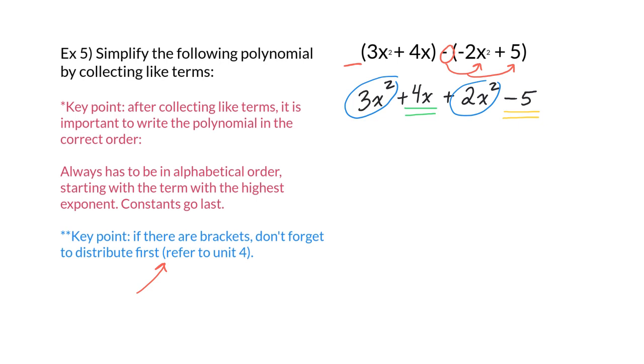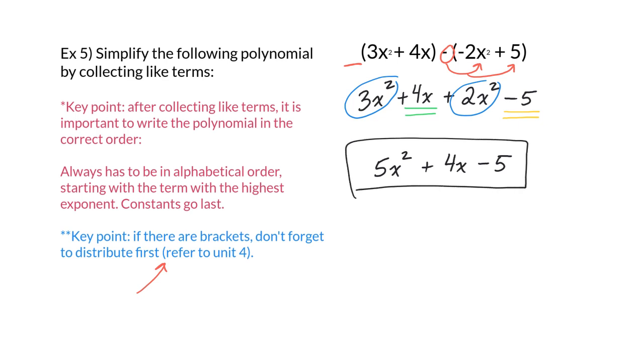So highest exponent is an x squared. I have a 3 and a positive 2. So this is 5x squared, then my 4x, then negative 5. This is now the correct order and simplified.